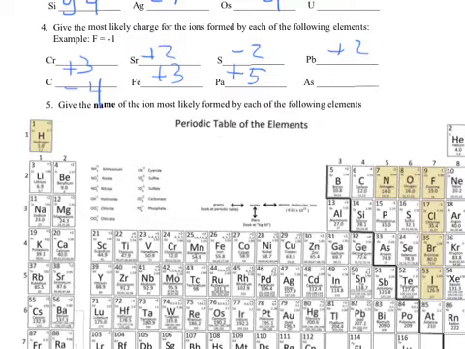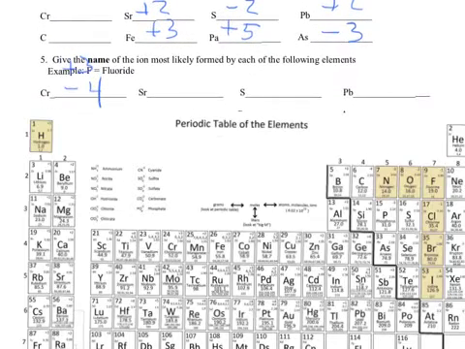And then arsenic. Arsenic is over here. It's a -3, indicating that it has a tendency to gain 3 electrons. Now let's look at the next one here.